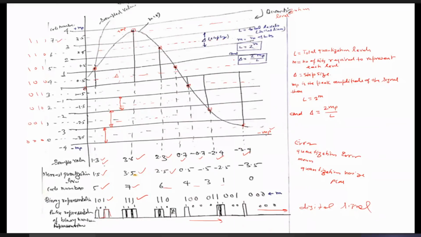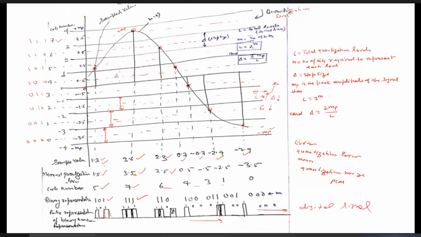But what will happen if we increase the number of bits M to represent each level? Then L, the number of quantization levels, will definitely increase. If the quantization levels increase, the quantization step delta will decrease, and the quantization error will decrease. But it is not that you keep on increasing M to increase the number of levels, reduce delta and reduce the quantization error. You cannot keep increasing M, because certain restrictions are also there, which we will see later on.